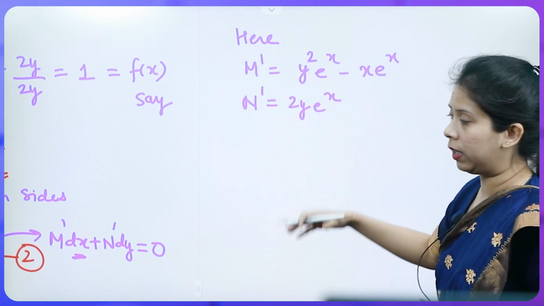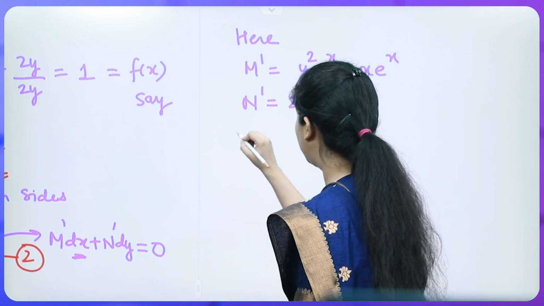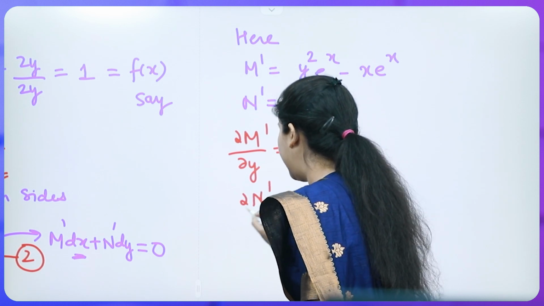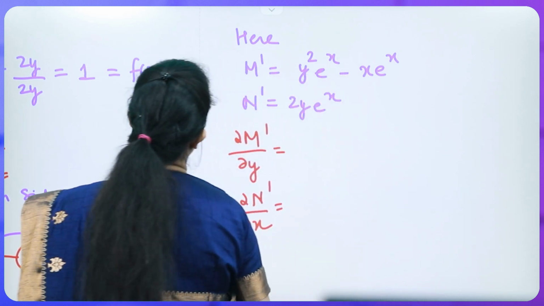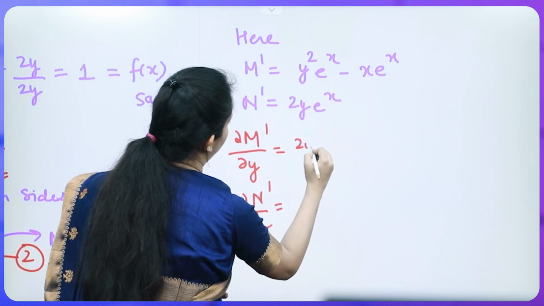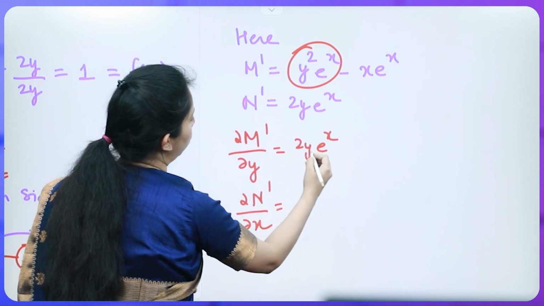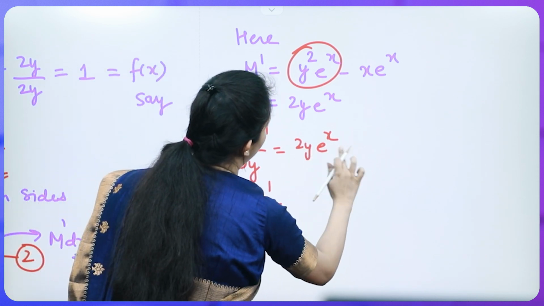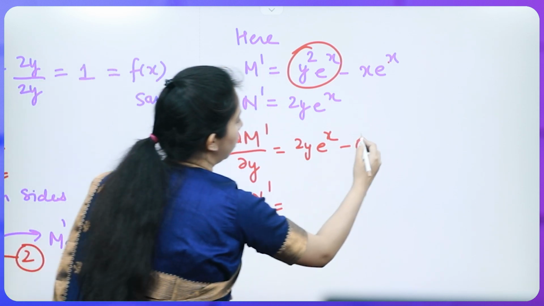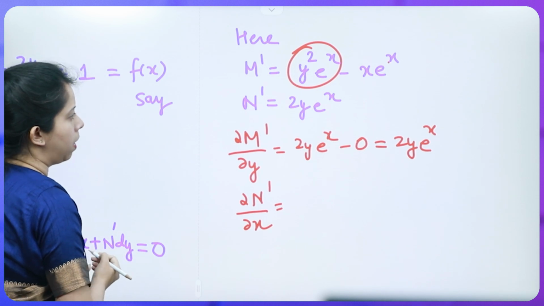Now, again we will check whether equation 2 is exact or not. For this we will differentiate M' with respect to y and differentiate N' with respect to x. So, while differentiating M' with respect to y, we will get 2y e^x. We are differentiating this term with respect to y, so we will get 2y e^x, minus the differentiation of the function of x with respect to y, partially, which will be 0. So, the final value is 2 into y into e^x.